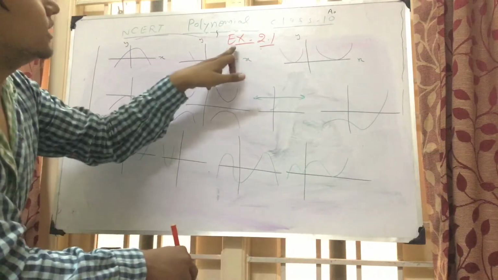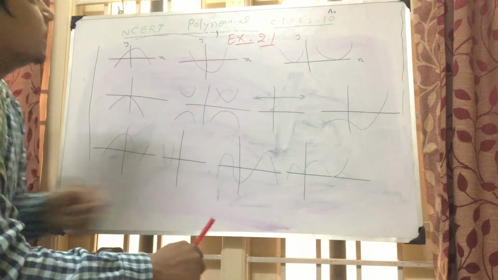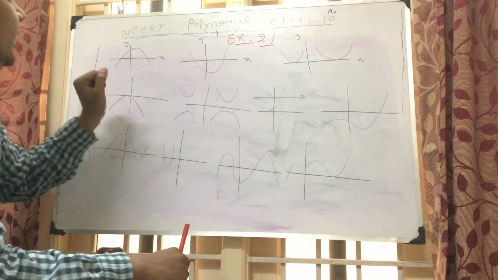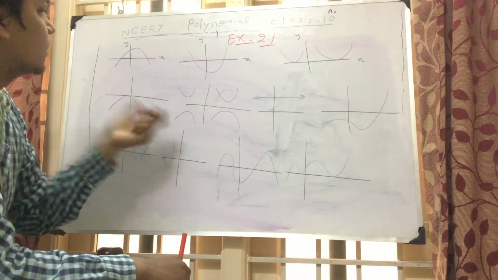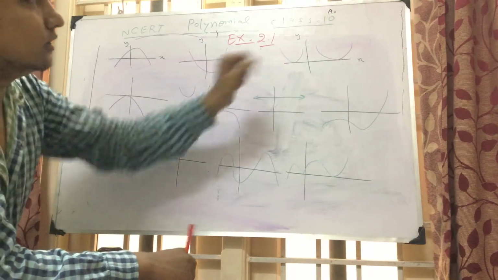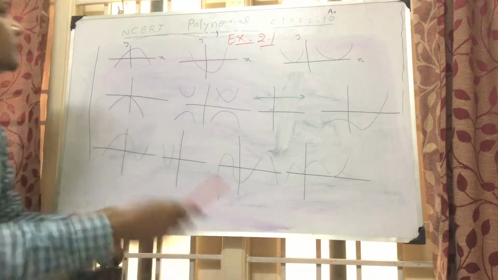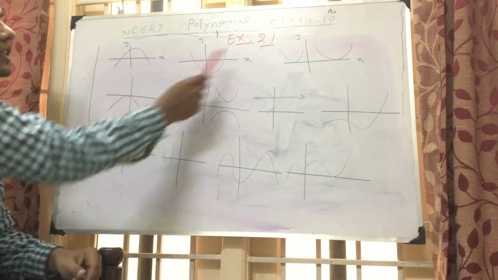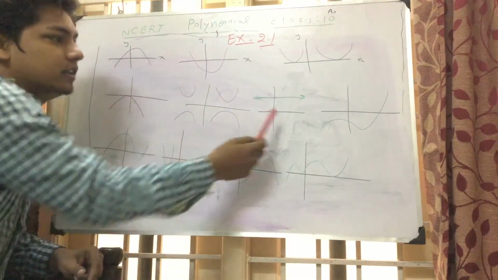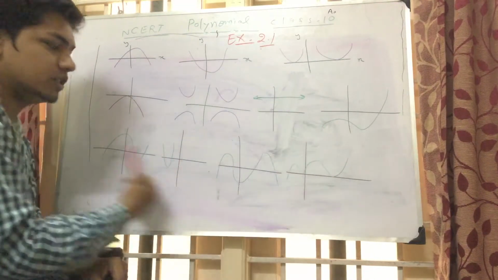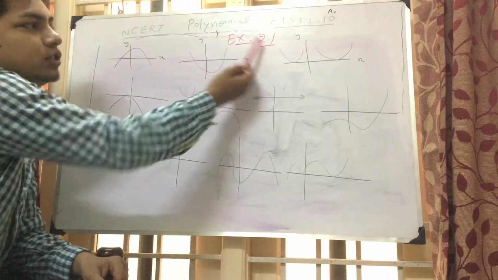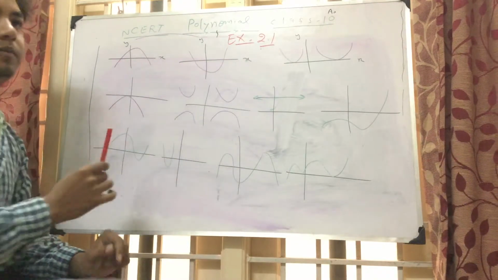Okay, this is exercise 2.1 NCERT, class 10th, chapter polynomial, and here we are going to discuss zeros of the given curves. Curves are graphs. Now see, these are the examples from NCERT, and these are the exercise questions from NCERT. So these are the 6 questions from NCERT exercise 2.1, and these are the examples.